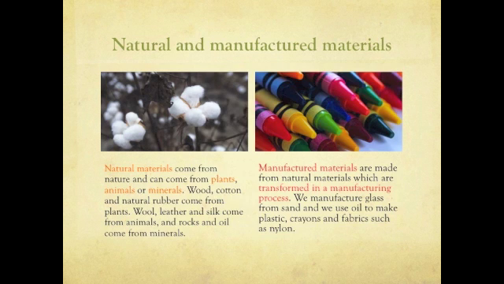Manufactured materials are made from natural materials which are transformed in a manufacturing process. We manufacture glass from sand, and we use oil to make plastic, crayons, and fabrics such as nylon.